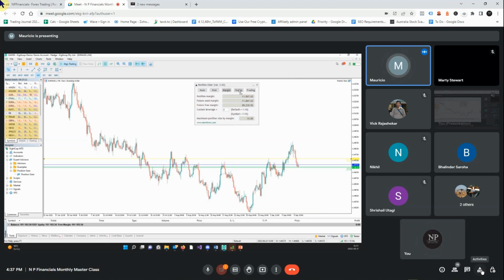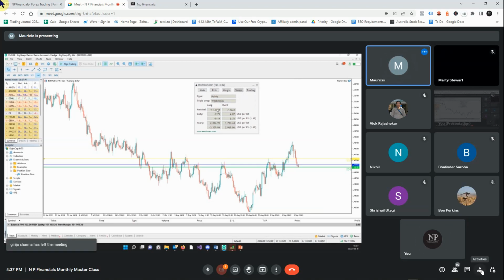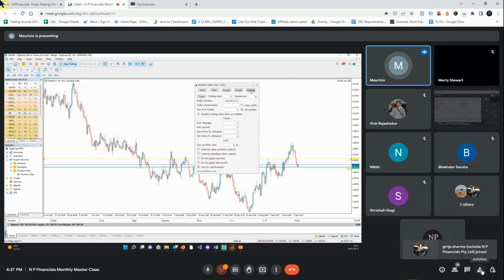Then our next section is the swaps. This is getting information from the brokerage. It's identified Wednesdays as the swap days, and it's given us some amounts for that as well. Yes, swaps are calculated on Wednesday. That's correct. And then I think most importantly is your trading.